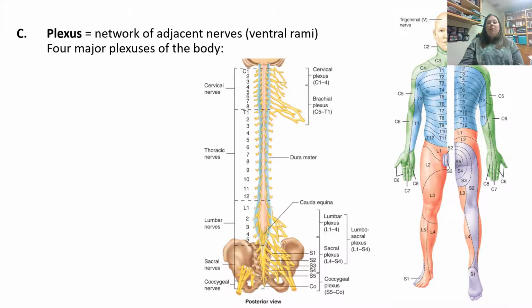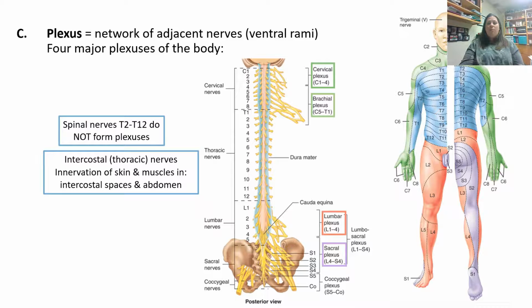Now, there are some things that we call plexuses that are going to be present here with these spinal nerves. These are networks of adjacent nerves. They have what we call ventral rami, and there's 4 major plexuses in your body. Okay, there's the cervical plexus, the brachial plexus, the lumbar plexus, and the sacral plexus. Now, spinal nerves T2 to T12 do not form a plexus. These are going to talk to the intercostal muscles. They're also going to innervate the skin and that sort of thing.